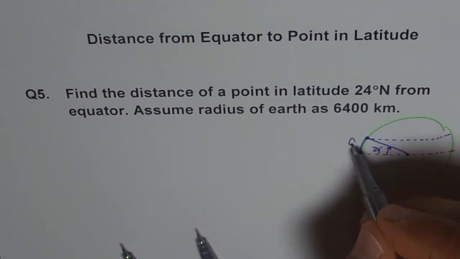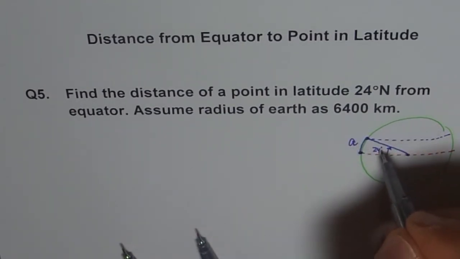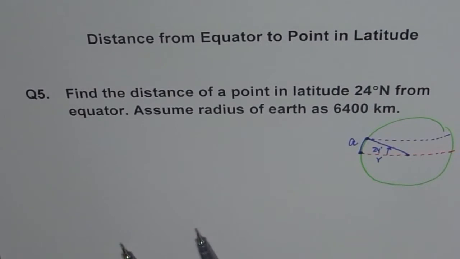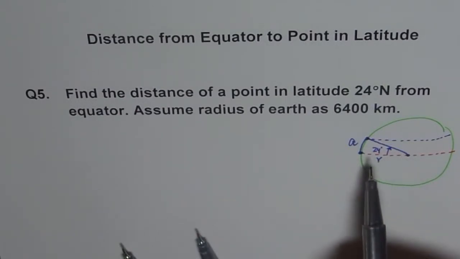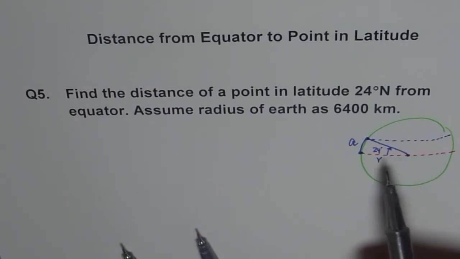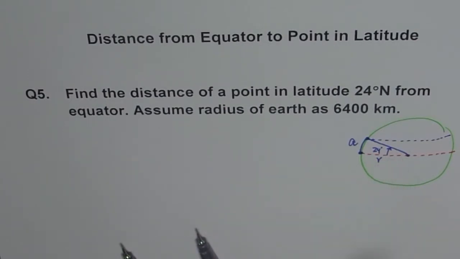And we can say this distance is A, this angle is 24 degrees, and the radius of the Earth is r. So A equals r theta. That's a very simple way of finding the distance. But the angle given here is in degrees, so first we have to convert this angle to radians. Once we convert it to radians, then simple, A is r times theta. So basically the problem is converting the angle to radians.